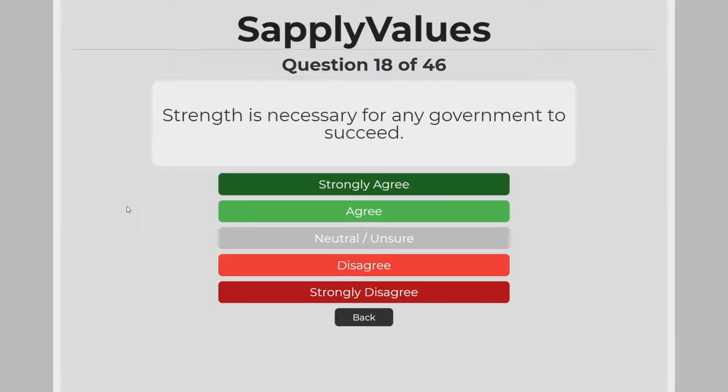Strength is necessary for any government to succeed. This is a tough one. Honestly, I would put disagree. And the reason I go for disagree is that it says any government. I do think there are governments out there that can succeed without strength. Now, do I think that for most governments? No, I think most governments do need strength in order to succeed. But the fact that it says any government, I would say disagree.